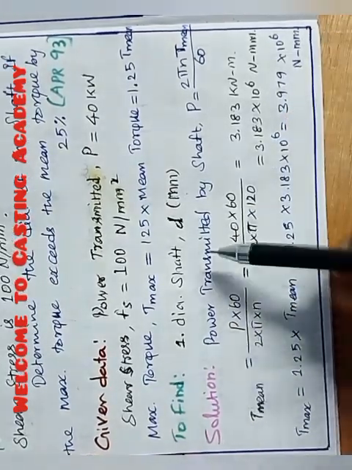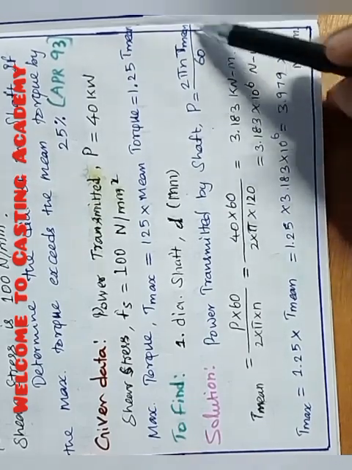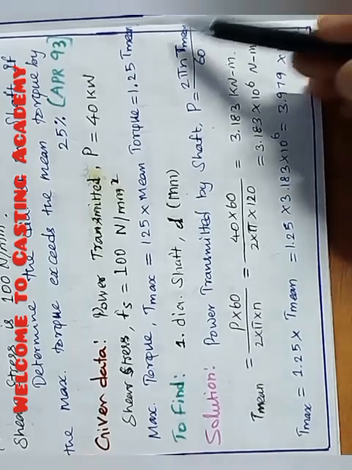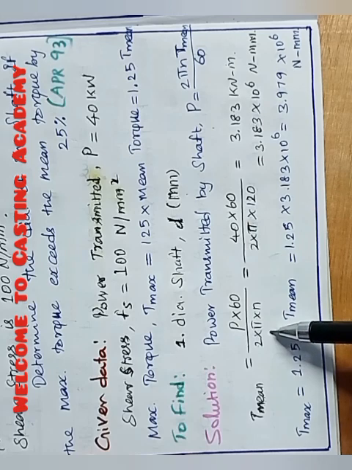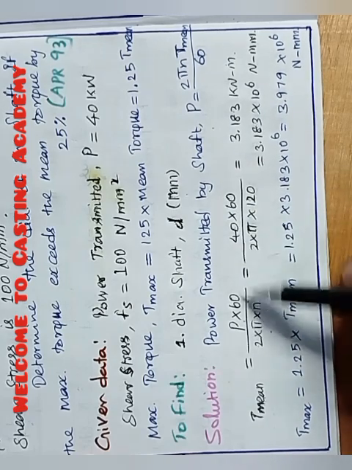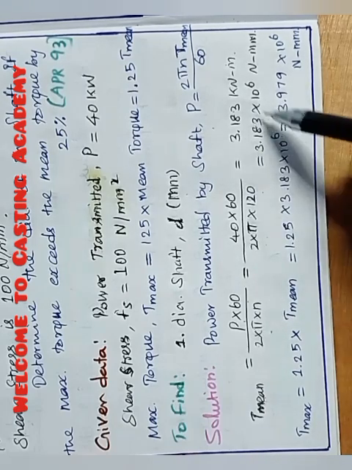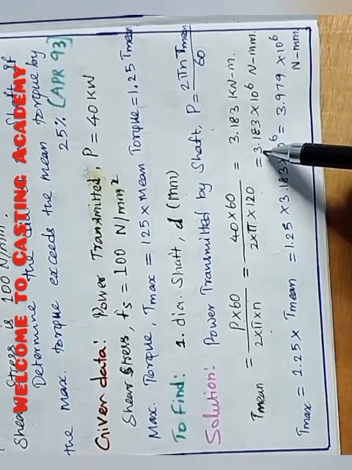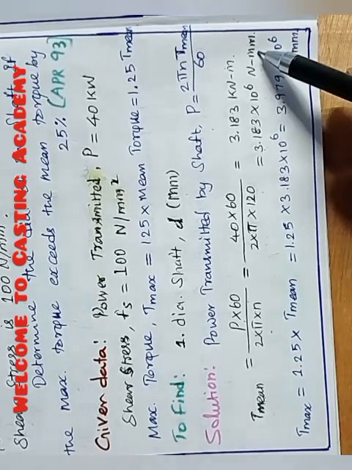So the solution: power transmitted by the shaft P equal to 2 pi n T per 60. Consider the average torque T mean. From this we get T mean equal to P into 60 divided by 2 pi n. Put all the values: P equal to 40 kilowatt and n equal to 120 rpm. So finally we got 3.183 kilonewton meter. Converting the unit, we got 3.183 into 10 power 6 Newton mm.